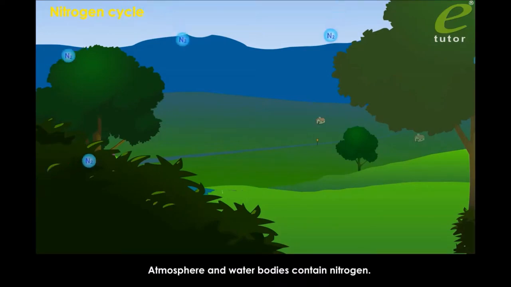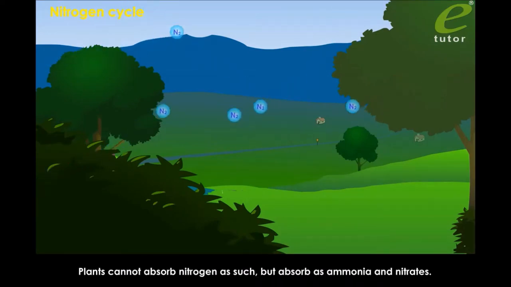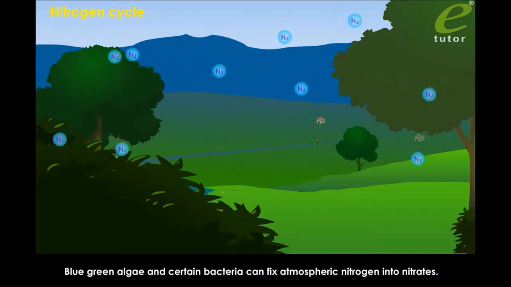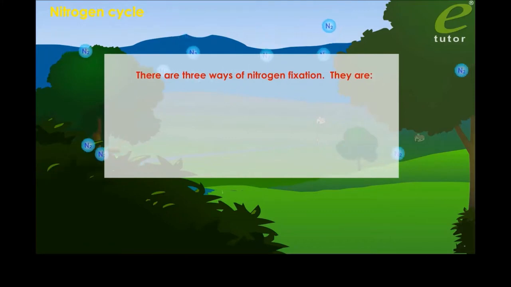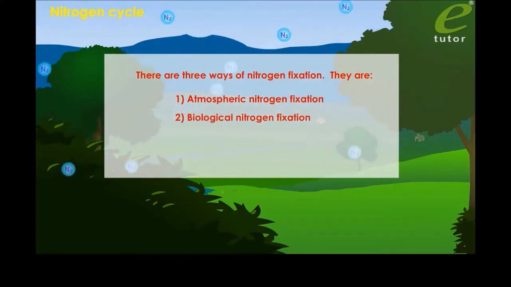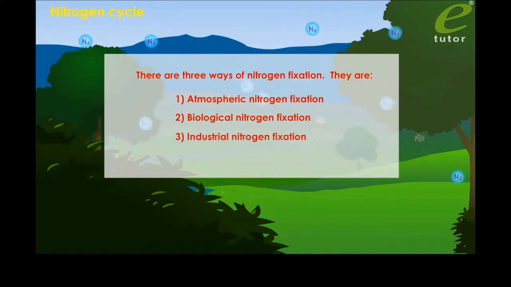Atmosphere and water bodies contain nitrogen. Plants cannot absorb nitrogen as such, but absorb nitrogen as ammonia and nitrates. Blue-green algae and certain bacteria can fix atmospheric nitrogen into nitrates. There are three ways of nitrogen fixation. They are atmospheric nitrogen fixation, biological nitrogen fixation, industrial nitrogen fixation.